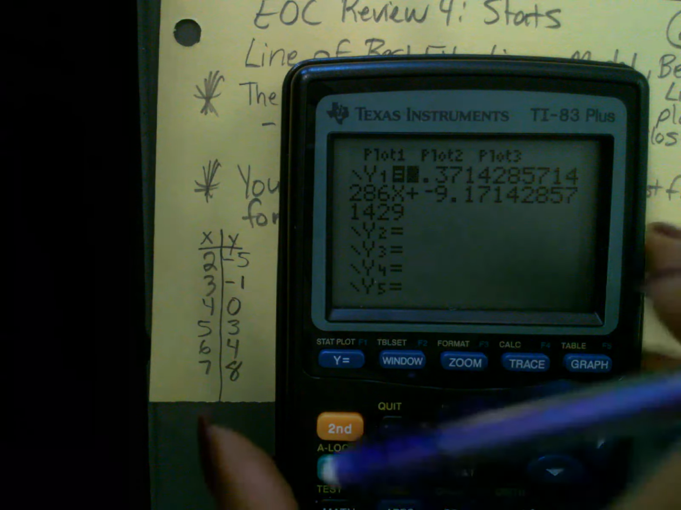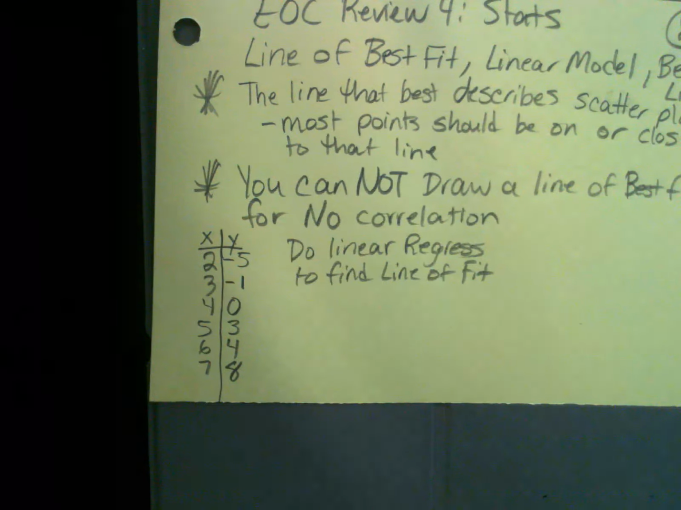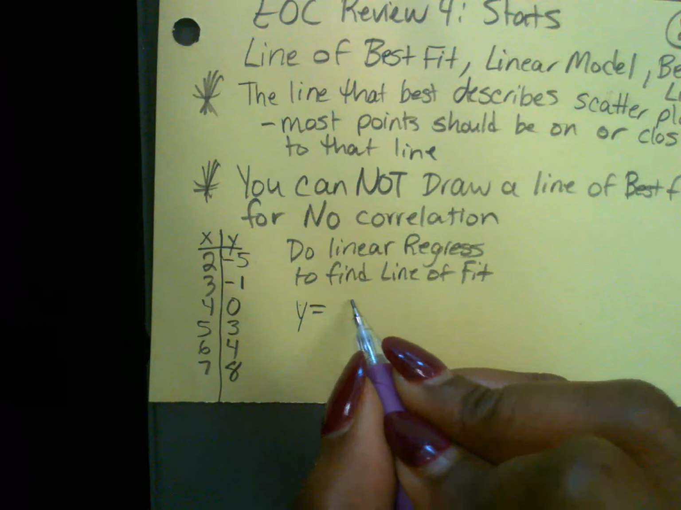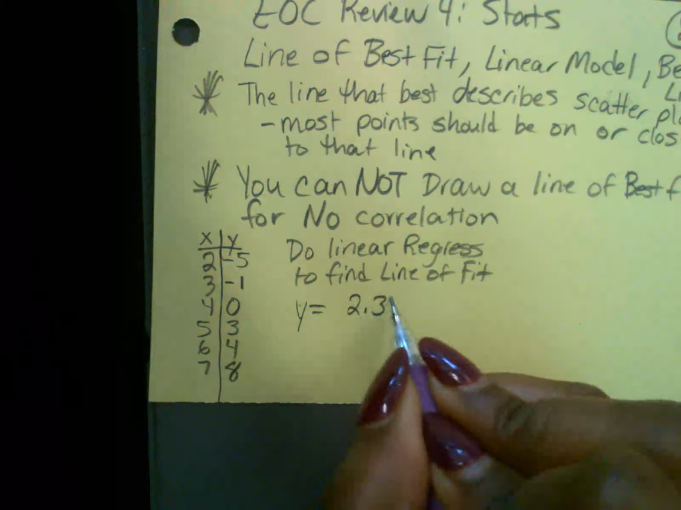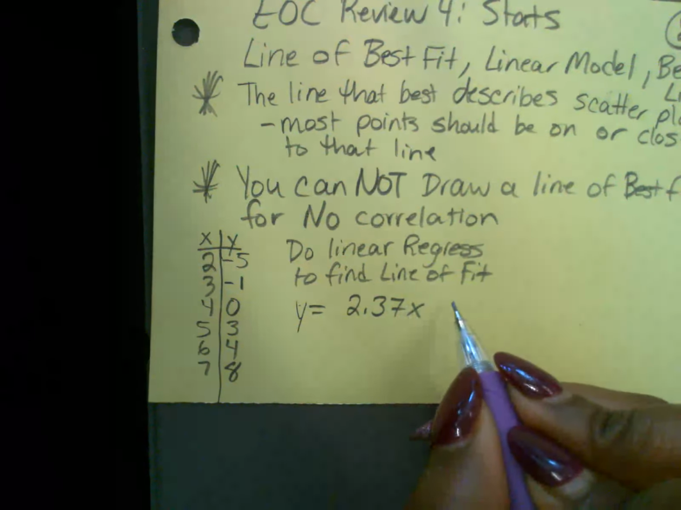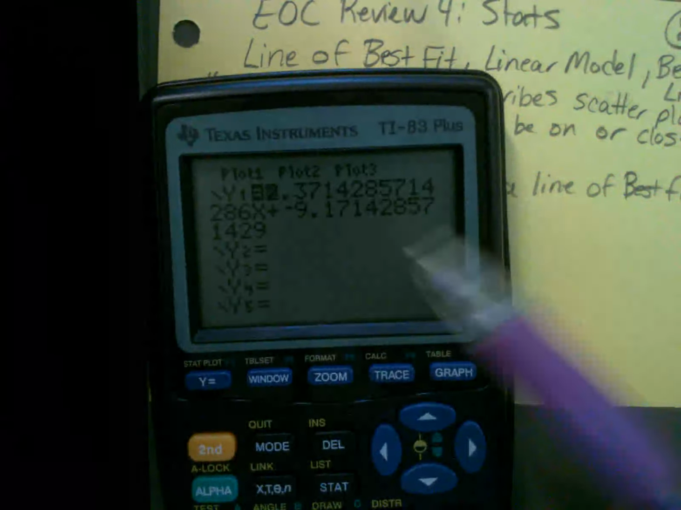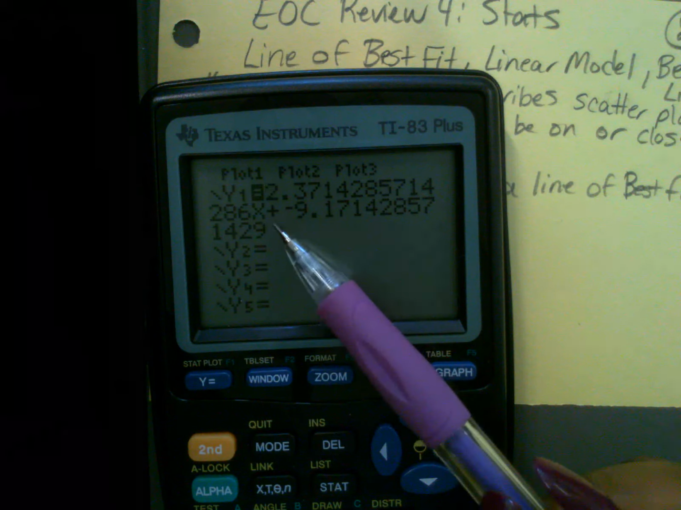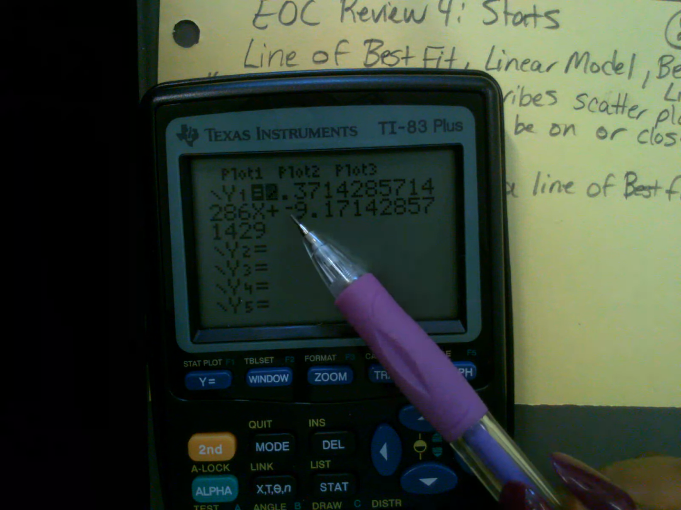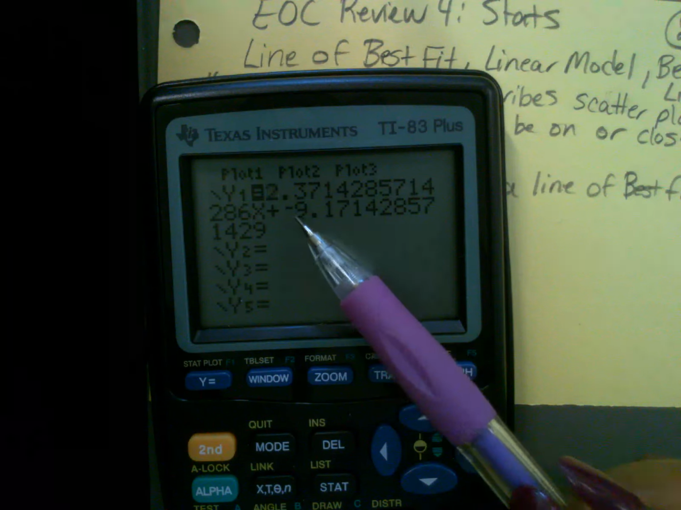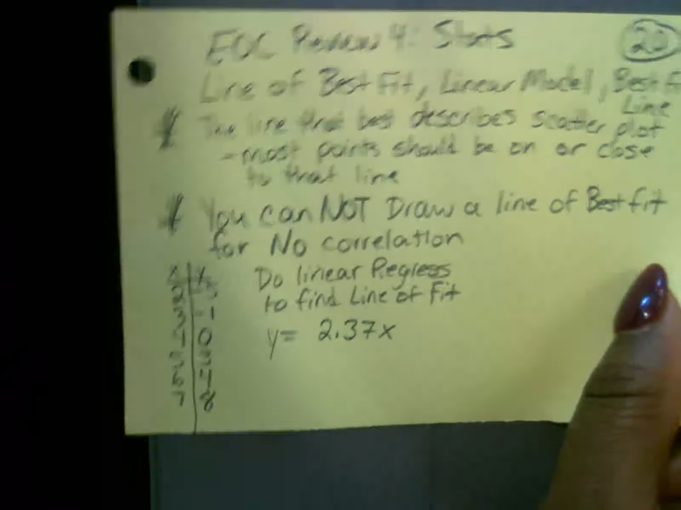So now I have my line of best fit. I'm just going to abbreviate. Y is equal to 2.37x, and it's got a negative. You see right here, pay attention to this part. You see how it has plus, but then it says minus. You see it says negative. So here, this is going to be minus 9.17 and some change. Please make sure you pay attention to that part, okay?